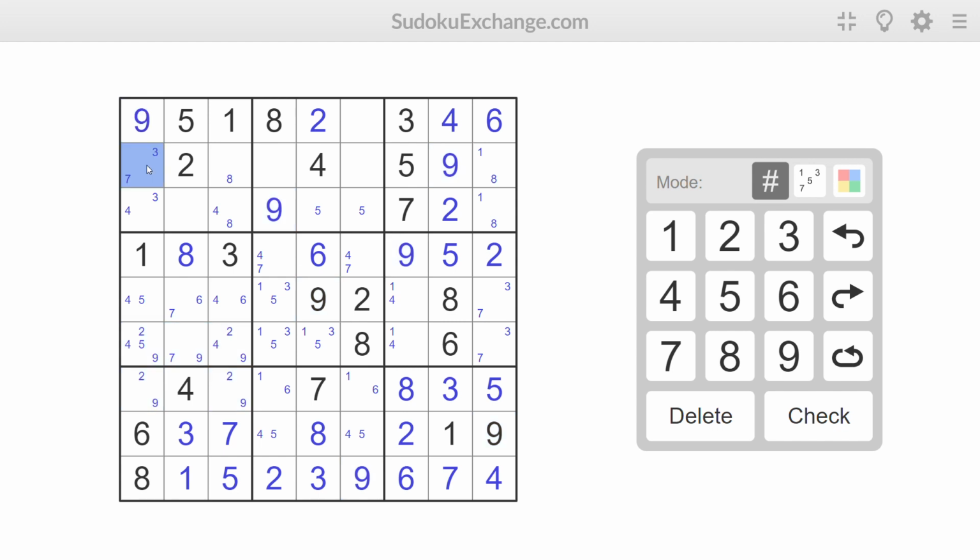And that gives us 7 in this one. 7 here, 7 here. 7 can only go here. We can eliminate this 7 here. Leaves us 7 here. There's only one candidate of 4 here left. Let's put a 4 here.